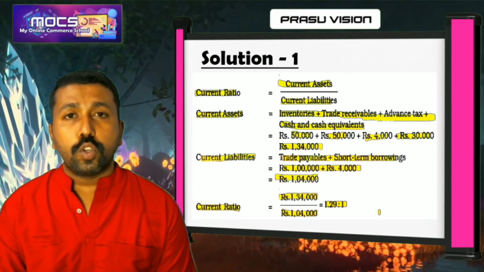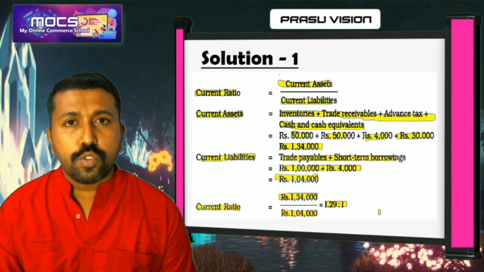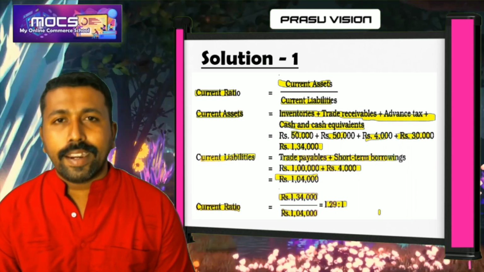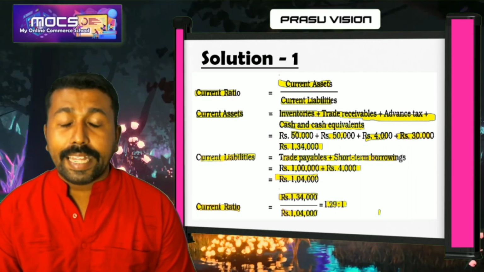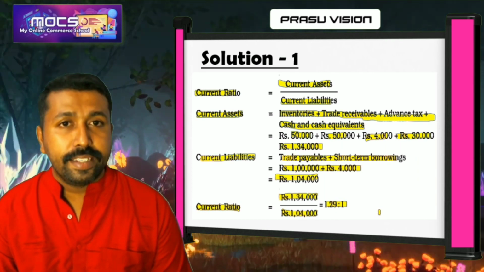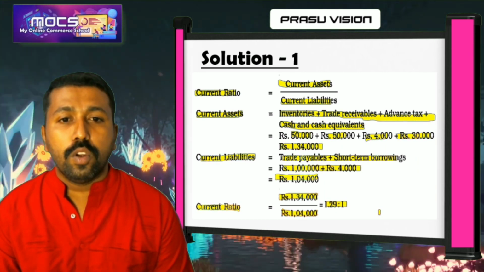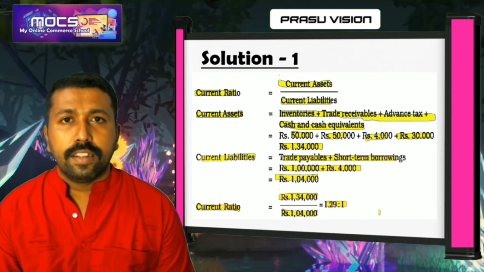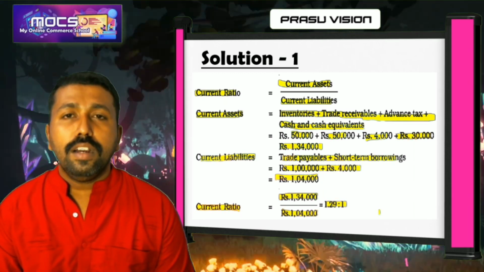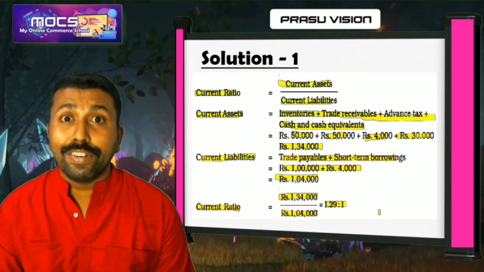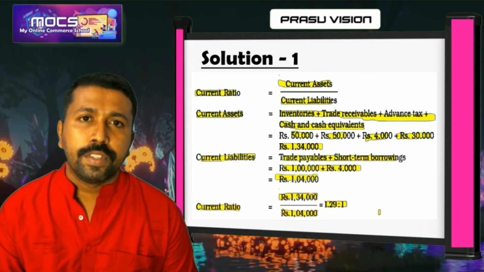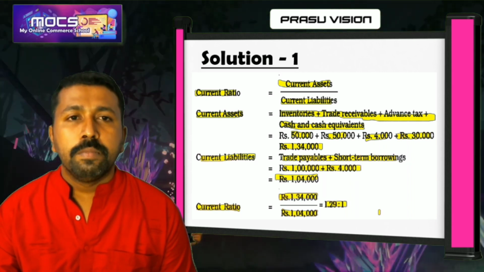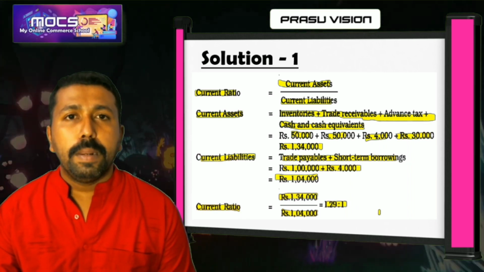Minimum there should be 2 current asset. 2 is to 1 will be the minimum. 2 current asset must be there to pay rupees 1 of current liability. Here it is very low, 1.29. So it shows the lower liquidity position of the organization. I hope it is very clear for you. So we will do more problems.